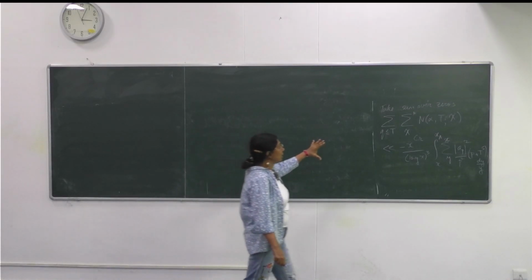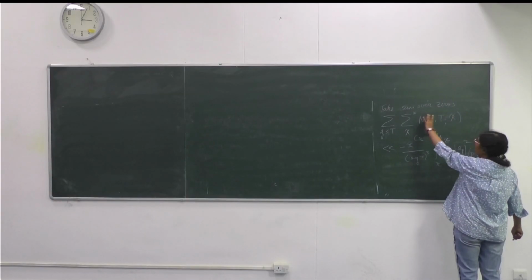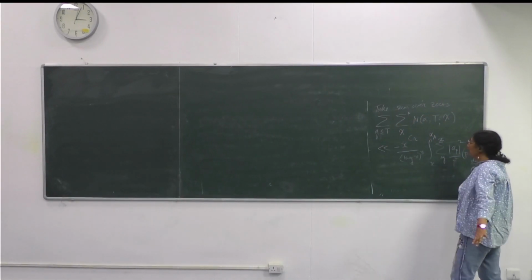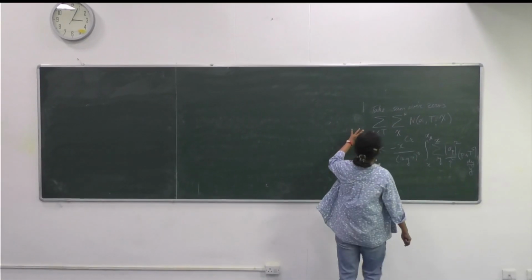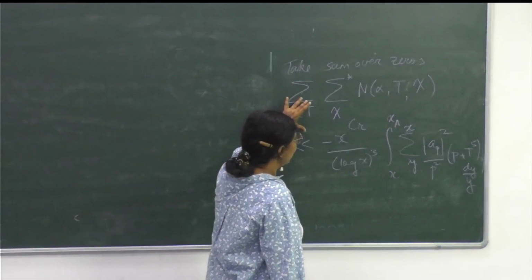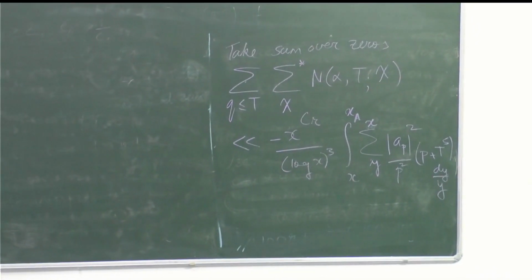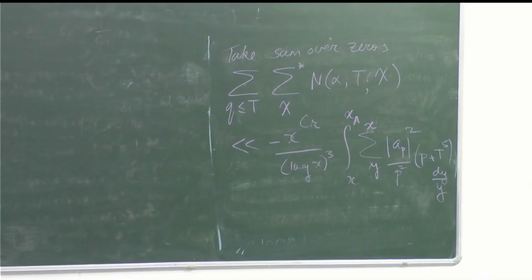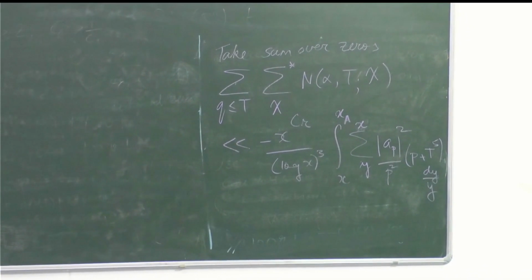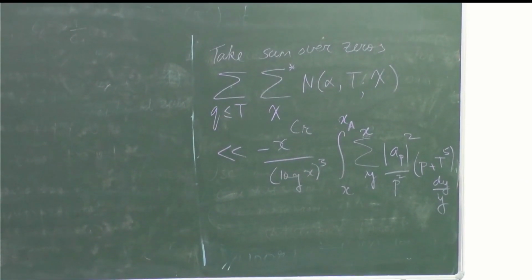So we take these boxes, we see the number of zeros here, and then we sum over all the moduli up to a certain level, which is t. Okay, and then we get some bound for that. That's where we stopped this morning. I mean, before lunch, we stopped here.